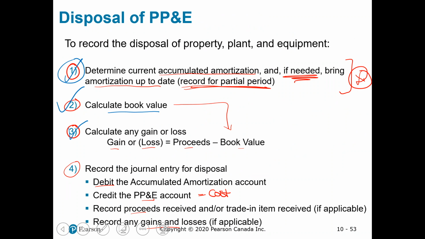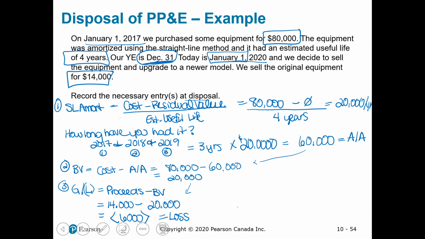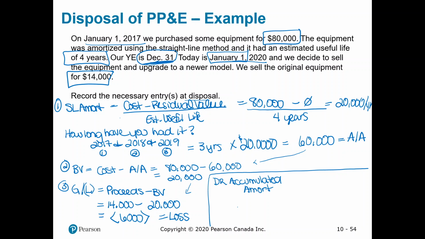Okay, now we have all of our information, and we just need to record the journal entry. So I always start with the same 2 things that will be in every entry. You're always going to debit accumulated amortization for whatever the amount is. Accumulated amortization for equipment. And we calculated that in step 1. So right here, this $60,000, that's the amount we had as our accumulated. So that's what we need to get rid of. That's what would be in that account.